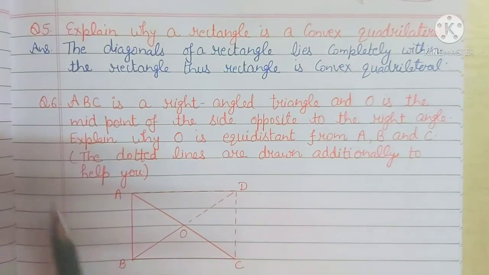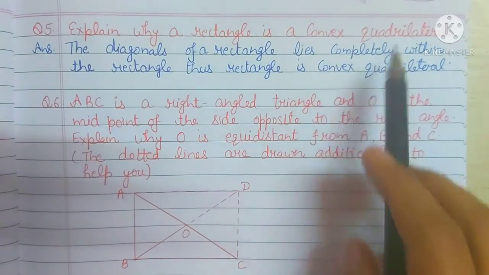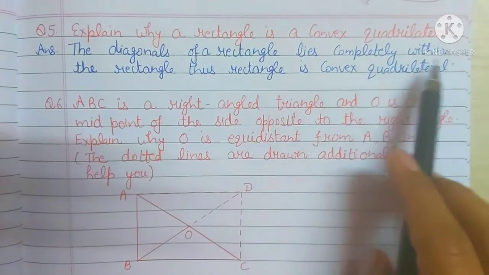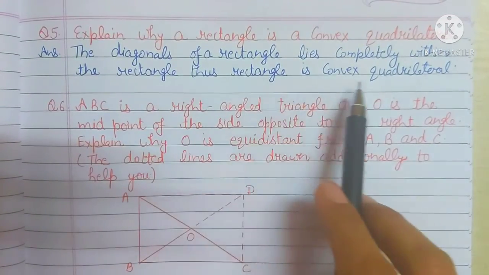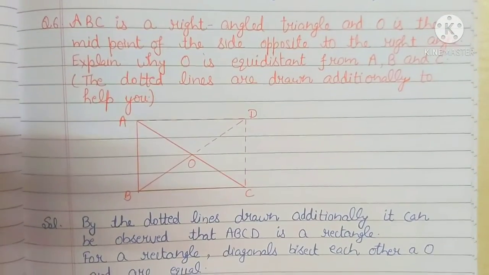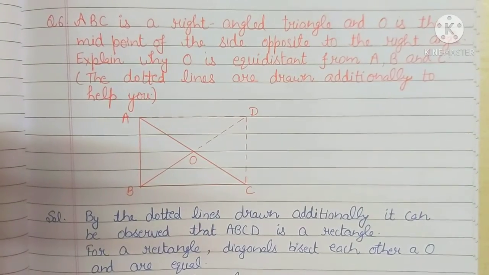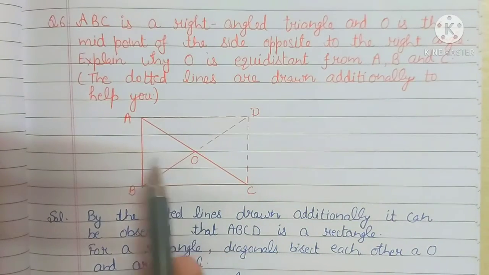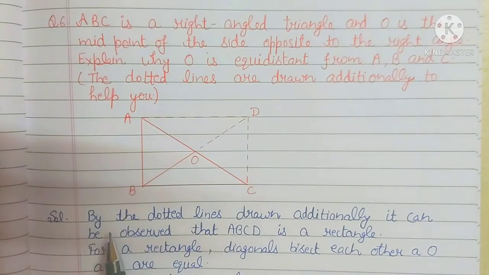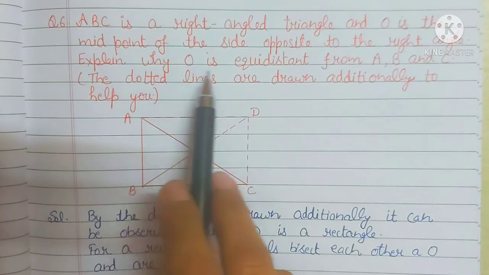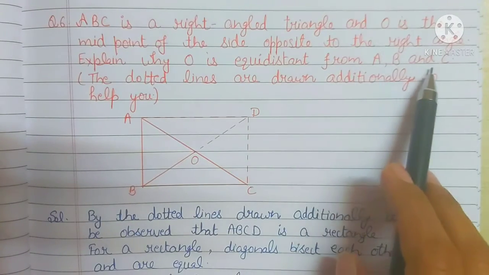Question number 5. Explain why a rectangle is a convex quadrilateral. The diagonals of a rectangle lie completely within the rectangle, thus rectangle is a convex quadrilateral. Question number 6. ABC is a right angled triangle and O is the midpoint of side opposite to the right angle. Here ABC is a right angled triangle. O is the midpoint of this side, it is given. O is midpoint of AC. Explain why O is equidistant from A, B and C.